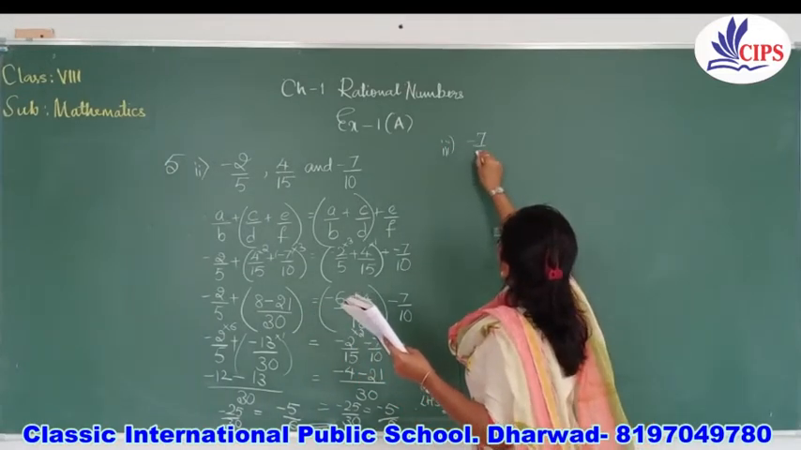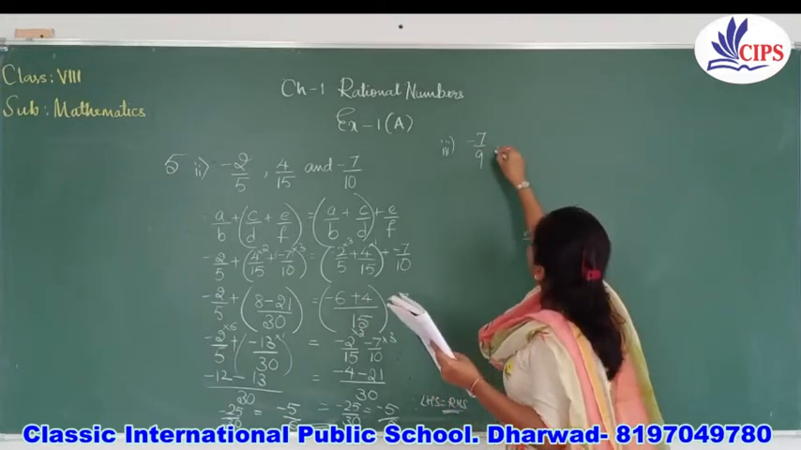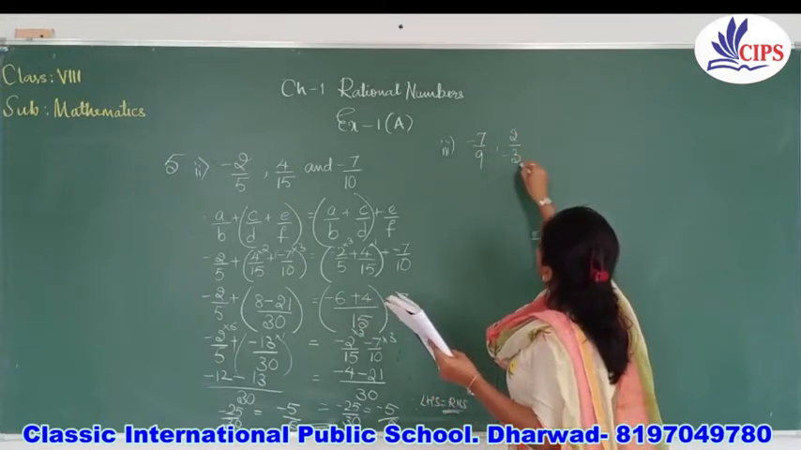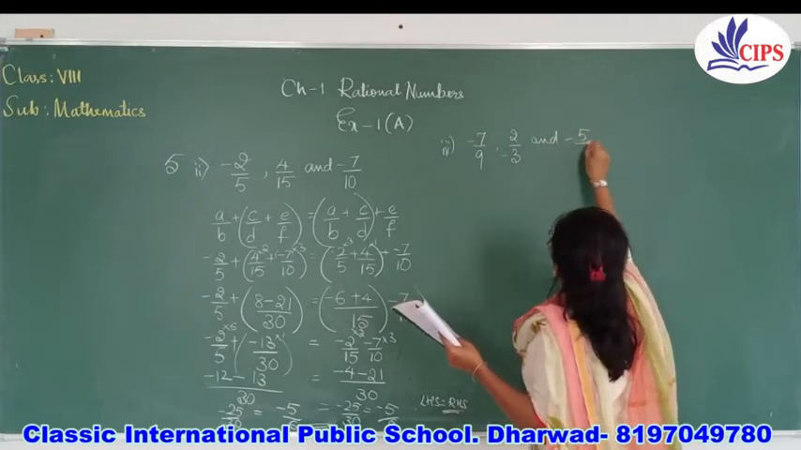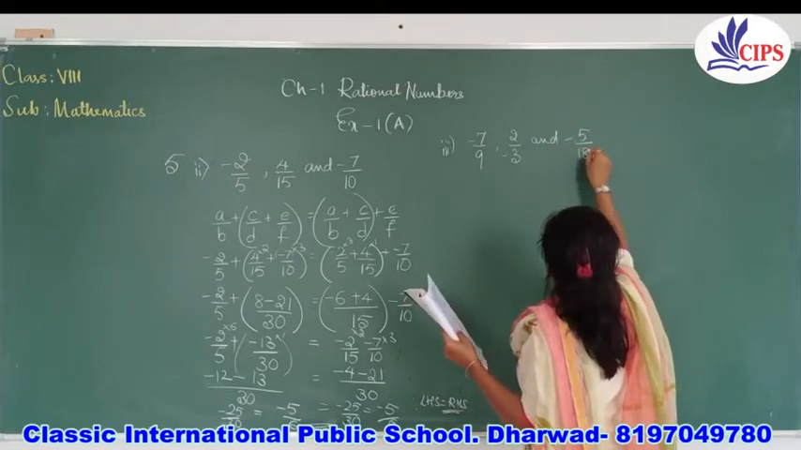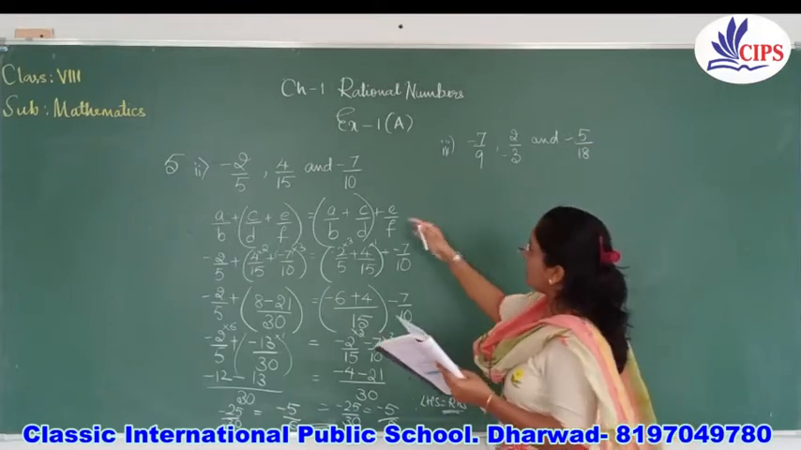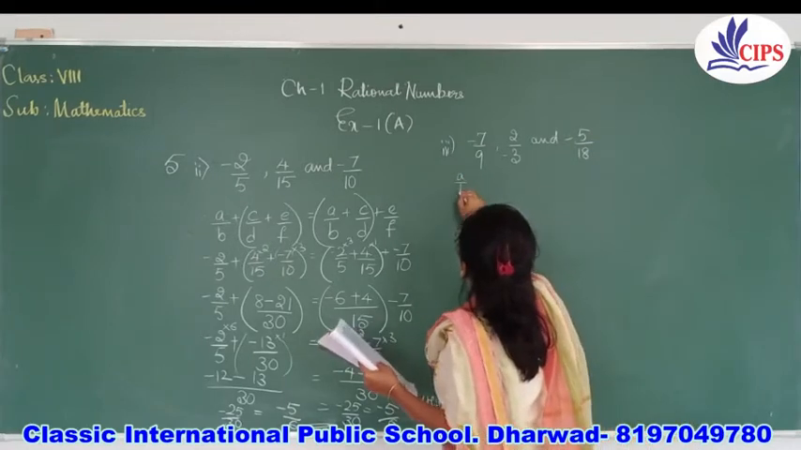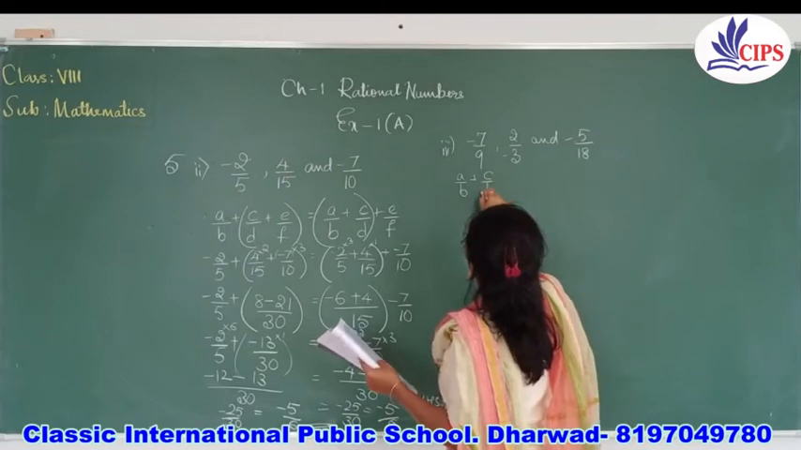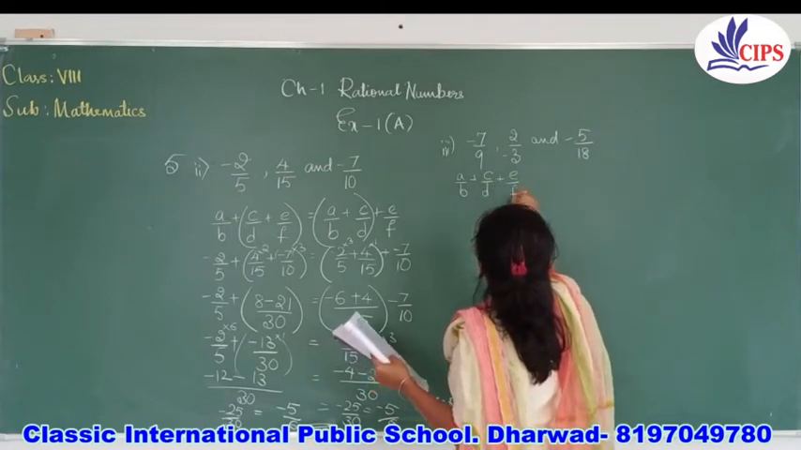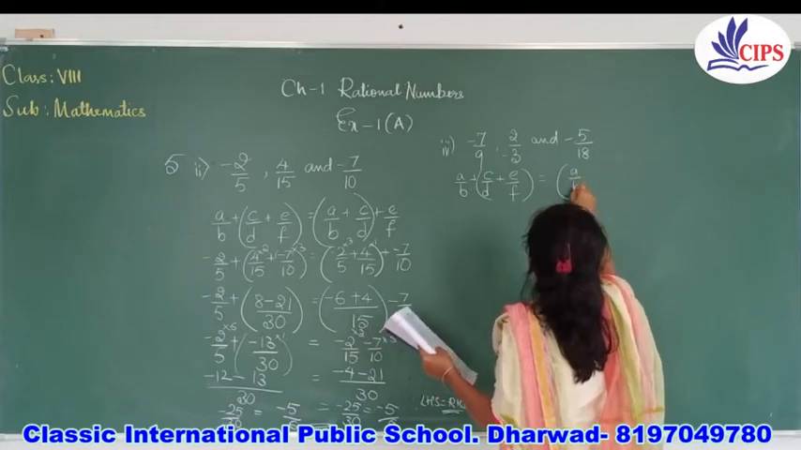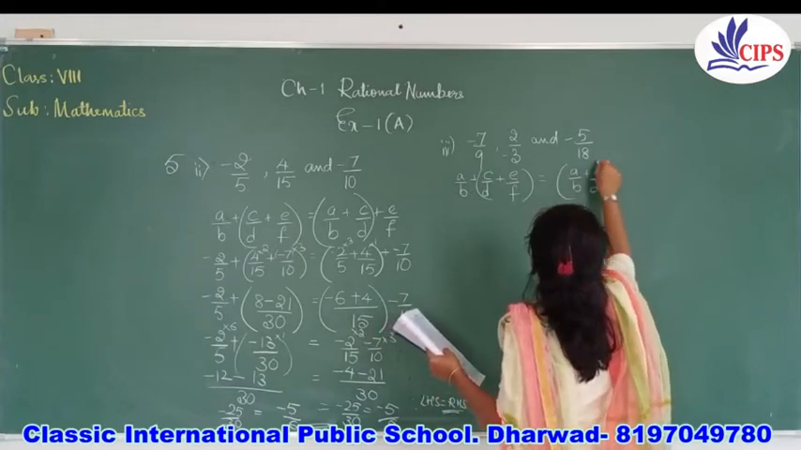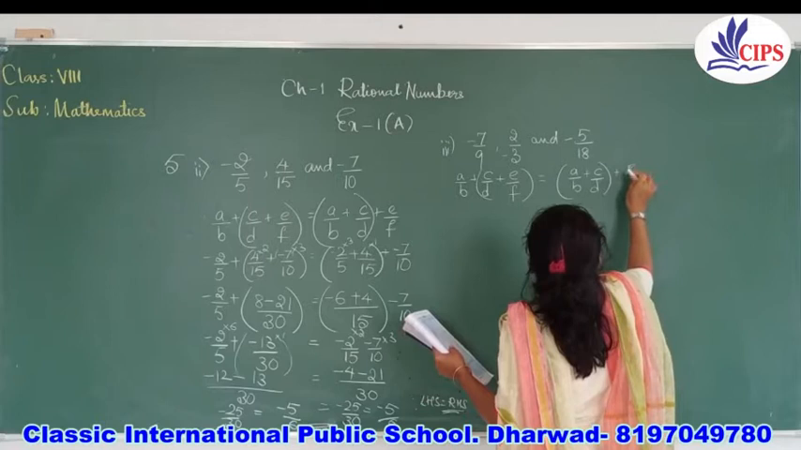Minus 7 by 9, 2 by minus 3 and minus 5 by 18. So again we'll write the property for that, that is A by B plus C by D plus E by F. We'll close the bracket and here A by B plus C by D plus E by F.